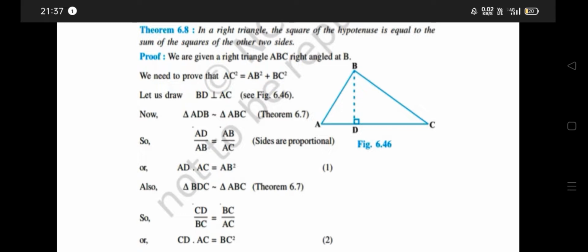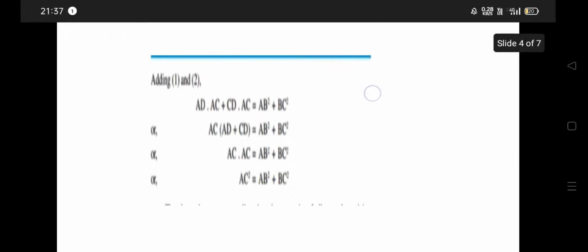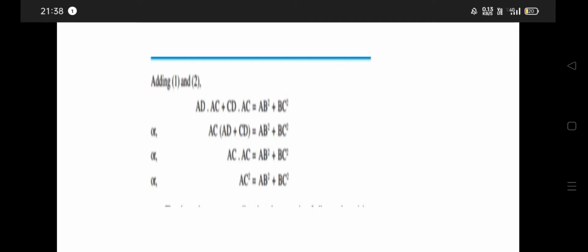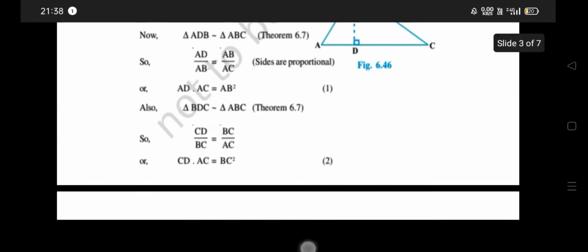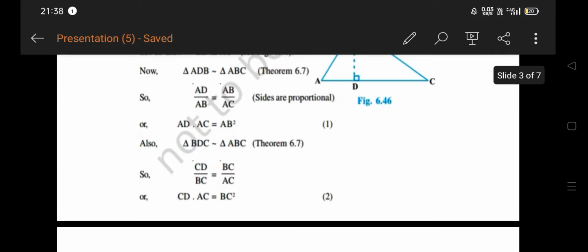Now we know that we should prove that AB square plus BC square should be equal to AC square. We already got two equations. From this I think almost we are done. Let's see. Yeah, see, we should add first equation and second equation to get AC square. So if we want to calculate that, from first equation we can write AD into AC plus, from second equation, we can write CD into AC would be equal to AB square plus BC square. That's what is given over here.